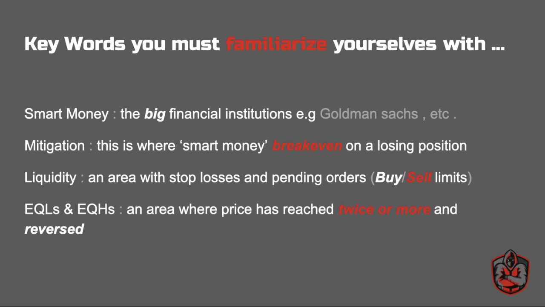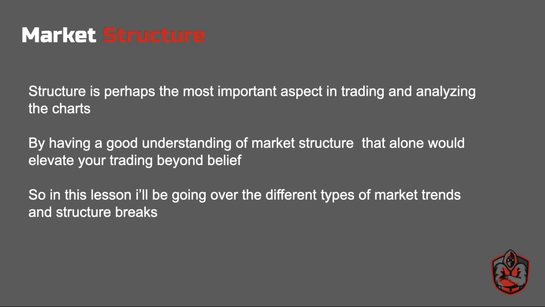Liquidity is simply an area where there's a lot of stop losses and pending orders. Equal lows and equal highs is just an area where price has reached twice or more and reversed, such as support and resistance levels, double tops, and double bottoms. So let's get straight into it.